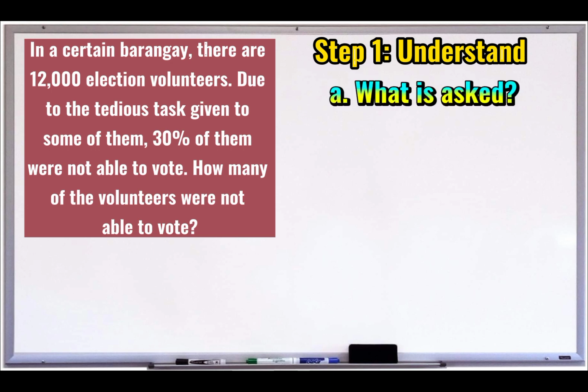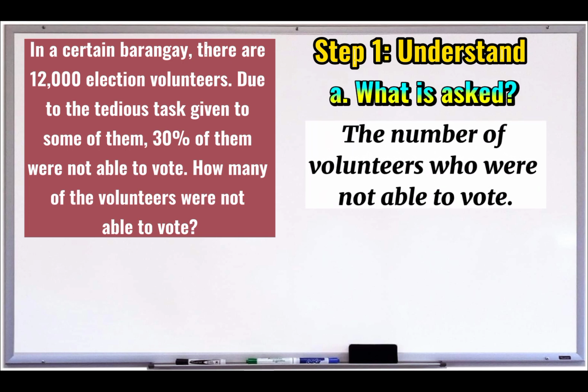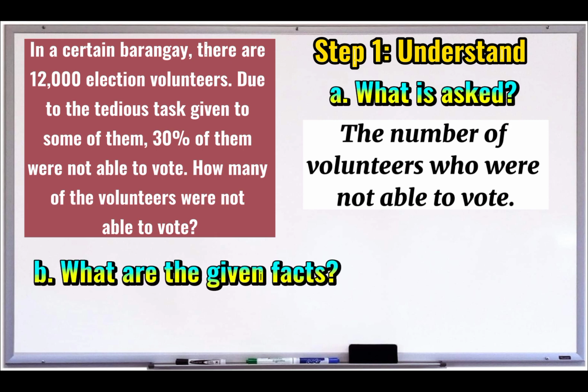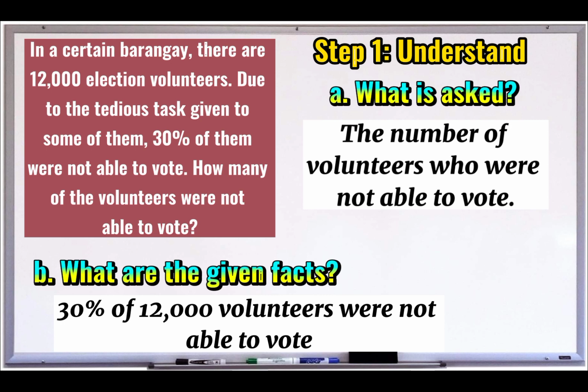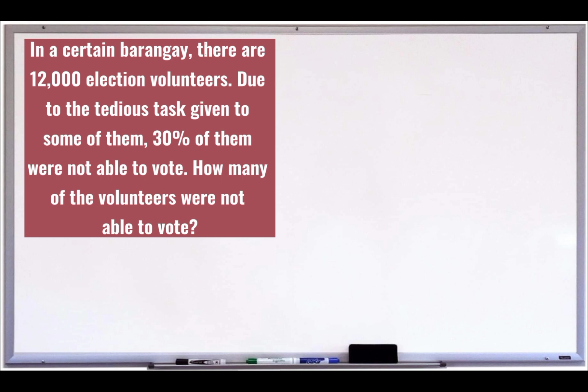We should know what is asked. Aalamin natin kung ano ang tinatanong sa problem. So in this problem, it is asking for the number of volunteers who were not able to vote. Next is, we should know what are the given facts. Aalamin natin ang given facts sa problem. So in this problem, the given facts are 30% of the 12,000 volunteers were not able to vote. After understanding the problem, we are going to the next step, which is plan.